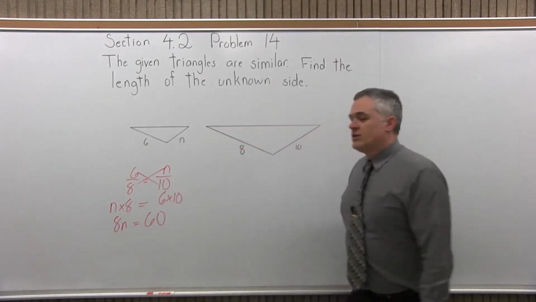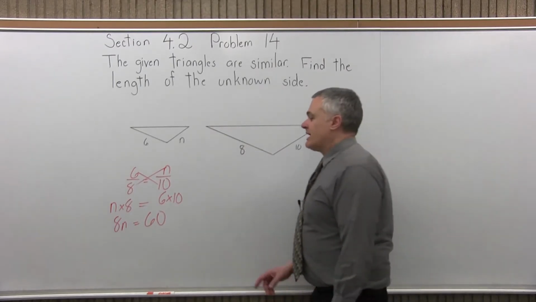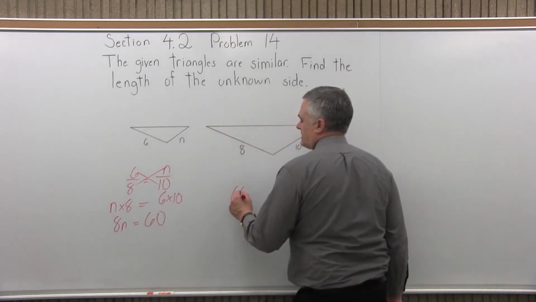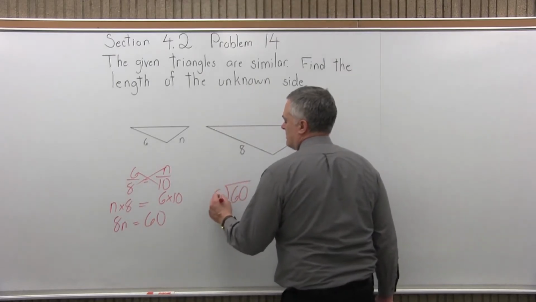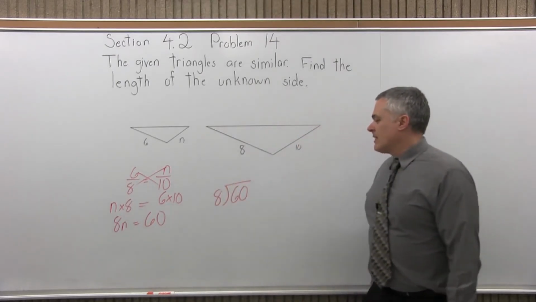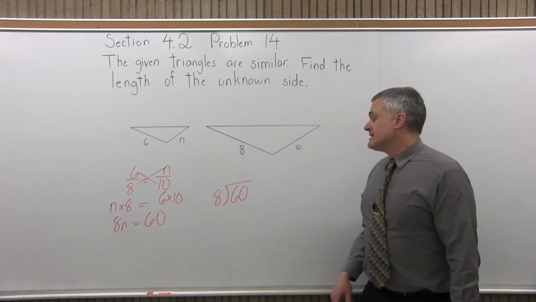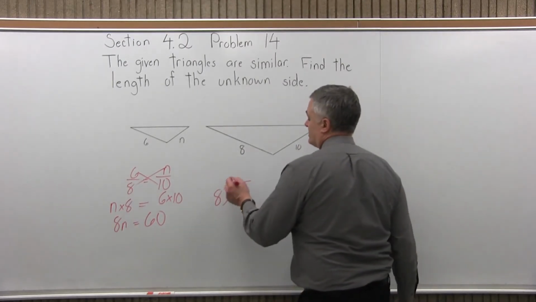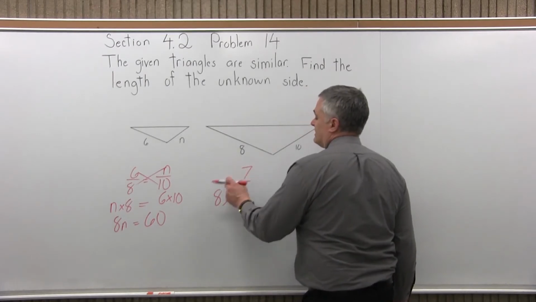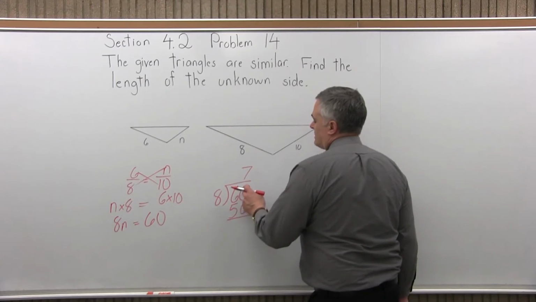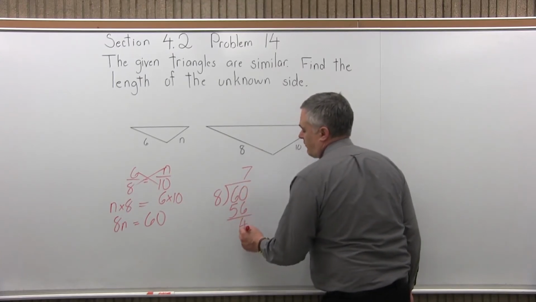Now to solve for the unknown, the n, what we want to do is divide the 60 divided by 8. So off to the side, we'll do 60 divided by 8. 8 goes into 6. 6 isn't big enough. It won't go in at all. So 8 goes into 60 how many times? Well, as close as we can make it fit is 7. 7 times 8 is 56. Does not go in evenly. Subtract 60 minus 56 is 4.